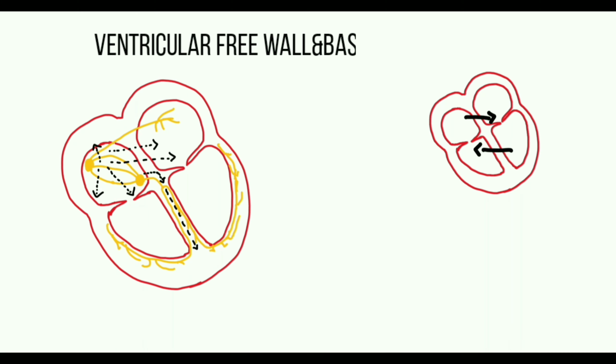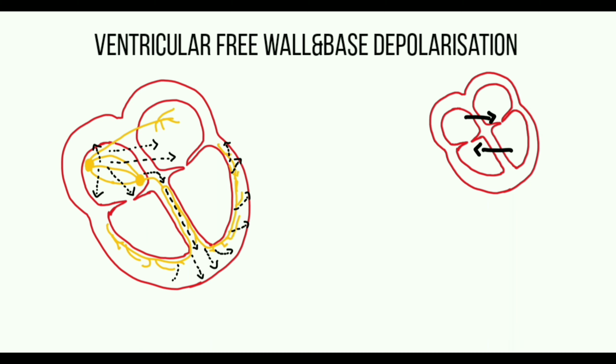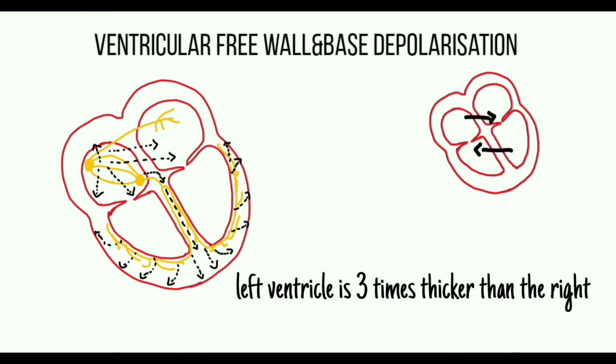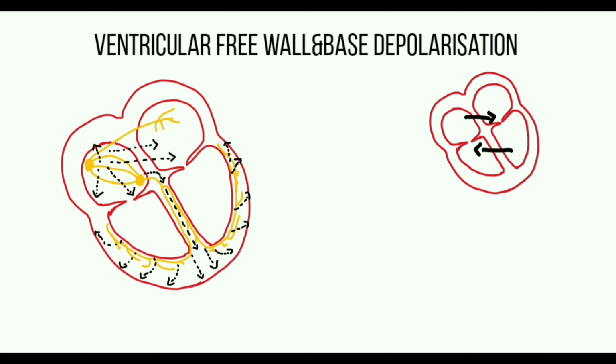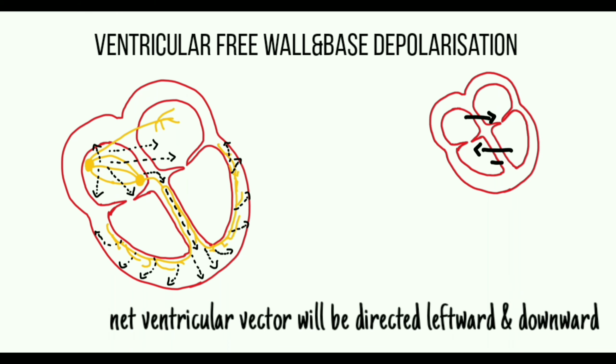Now let's talk about the ventricular free wall and basal depolarization. Once the septum is completely stimulated, the depolarization wave moves next to the Purkinje system of both ventricles, and this will stimulate the adjacent myocardial cells present in the free wall of the ventricles and the base. Since the left ventricle is 3 times thicker than the right, the depolarization vector produced by the left ventricle is much stronger than the right. So the net cardiac vector of the left ventricle would be leftward and downward.